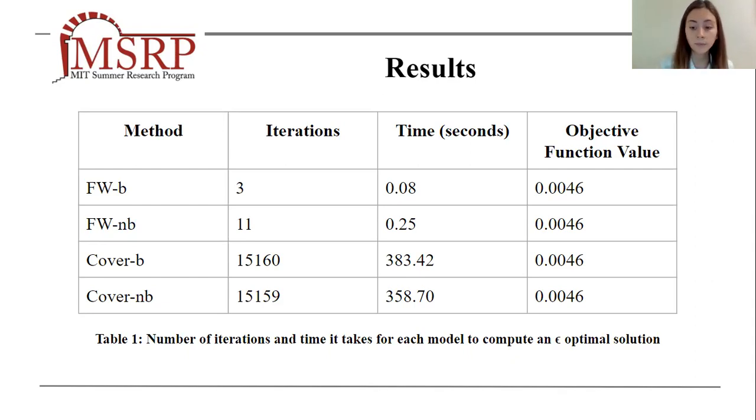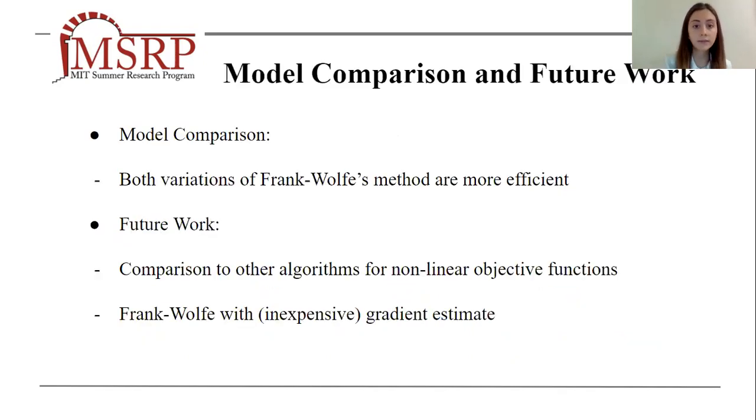And we applied the same process for different optimality gaps and tolerance levels. And in all the instances, Frank-Wolfe proved to be more efficient than Carver's method. So we conclude that for this kind of problem, a logarithmic log optimal portfolio problem, Frank-Wolfe is the more efficient algorithm to use. Some future work to consider is comparison to the performance of other algorithms for nonlinear objective functions, and Frank-Wolfe with an expensive gradient estimate.